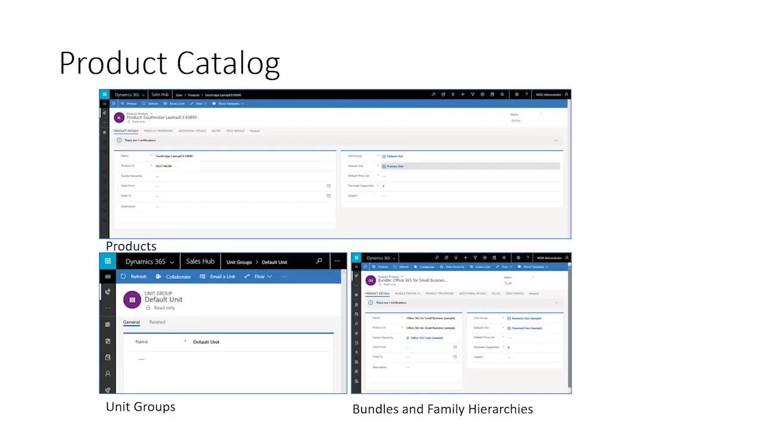Within Dynamics 365 for Sales, organizations can track and manage the list of products and services they provide their customers. Additionally, they can establish different levels of pricing options and discounts based on various organizational criteria. For organizations that transact in multiple currencies, Dynamics 365 for Sales can track pricing for each product in different currencies and with different pricing options. There are 4 primary components of the product catalog within the application: products, units of measure, price lists, and discount lists. And there are also bundles and product families that are groups of products sold together.